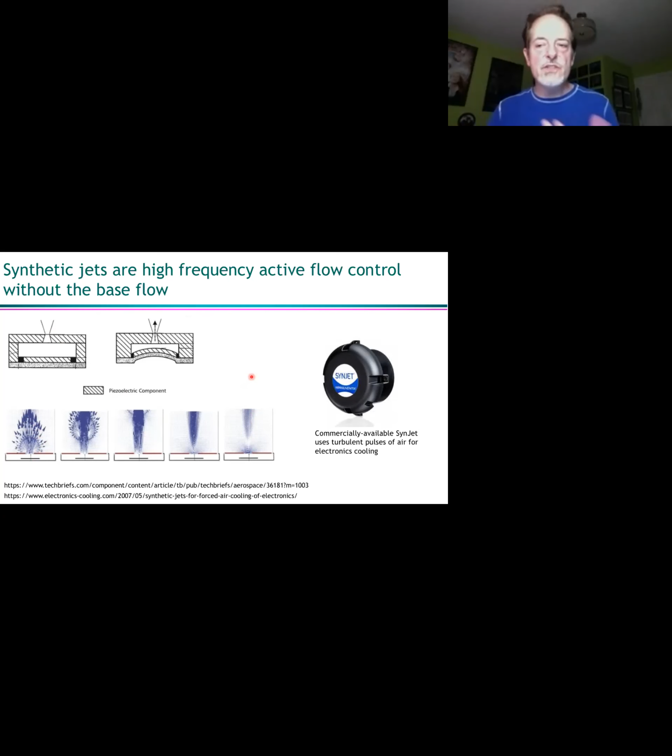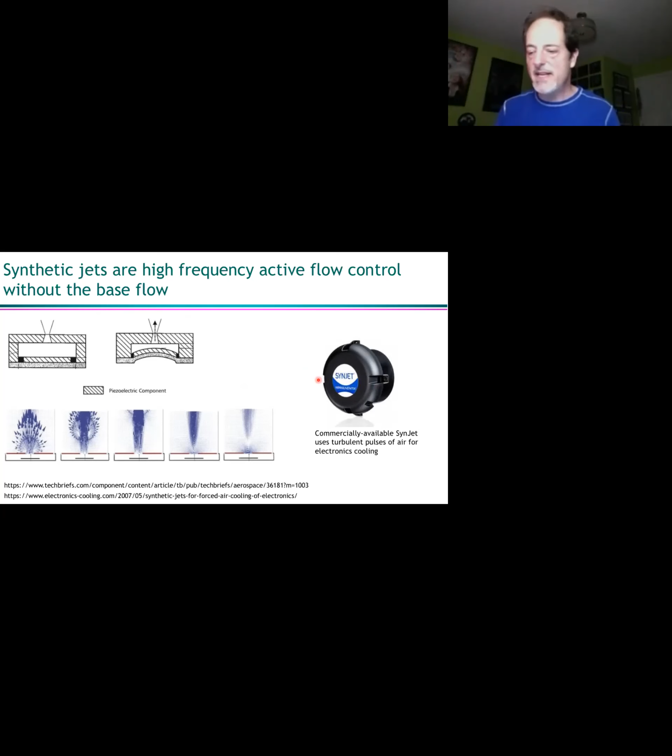They use this basically for cooling applications. And actually they were able to commercialize it. They developed a small company. They created something called SynJet, which used these turbulent pulses of air for electronics cooling. If you happened to be browsing DigiKey five to ten years ago, you could actually buy these things. I don't know if they're still being made, but they work.